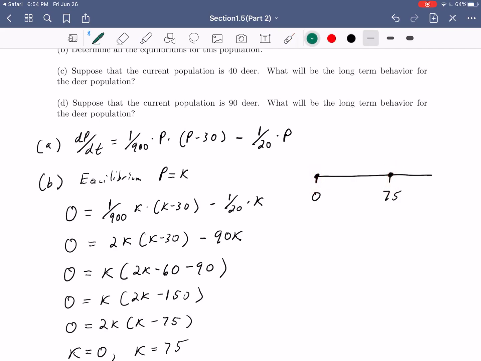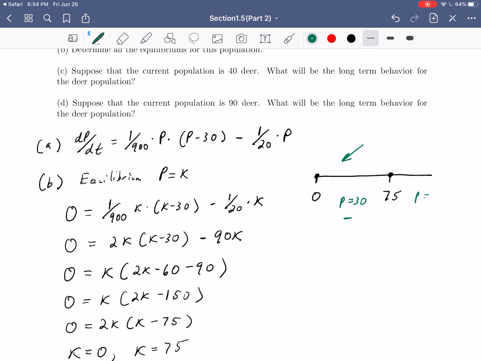To make things easier, just to do in our heads, I'm going to choose p equals 30 here. The reason p equals 30 is so easy is because that's the threshold, so that's going to just be 0, and that's going to mean we're definitely going to get negative. So that means we would get a negative slope, which means the population would decline. So if we are below that 75 population, then our population is going to decline down eventually to 0.